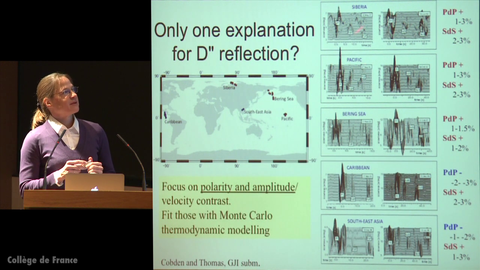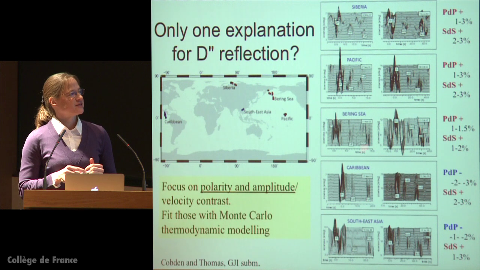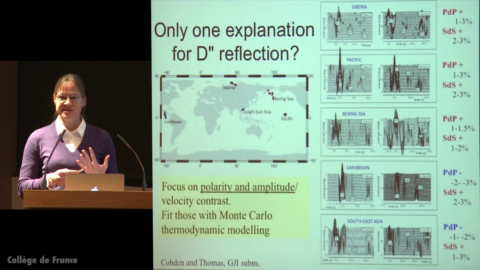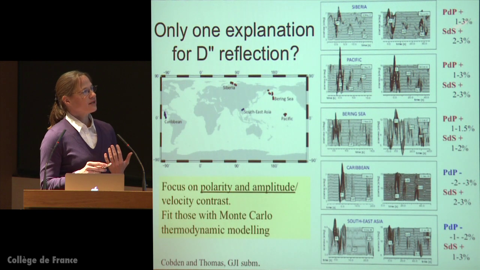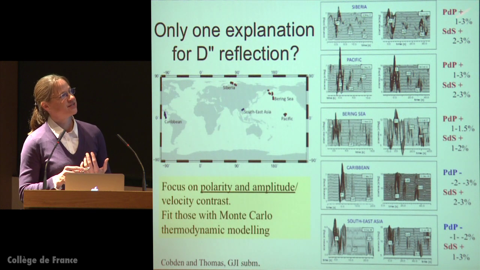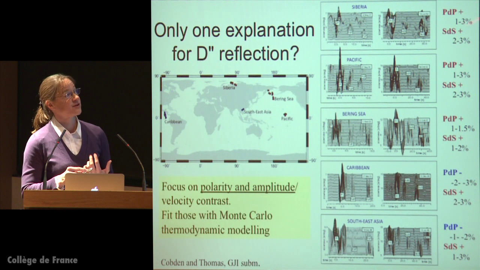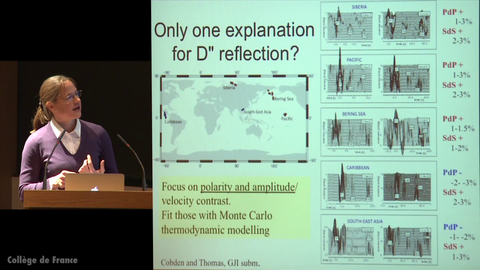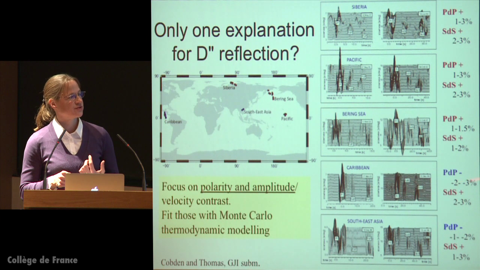But we basically look at all these different areas and treat them all the same way, and we come out with amplitudes or velocity changes of 1 to 3% for P waves in Siberia and 2 to 3% for S waves. In other regions, we have 1 to 1.5% for P waves in the Bering Sea and 1 to 2% for SDS in the Bering Sea. And then in the Caribbean, we have a negative P wave contrast of about 2 to 3%.